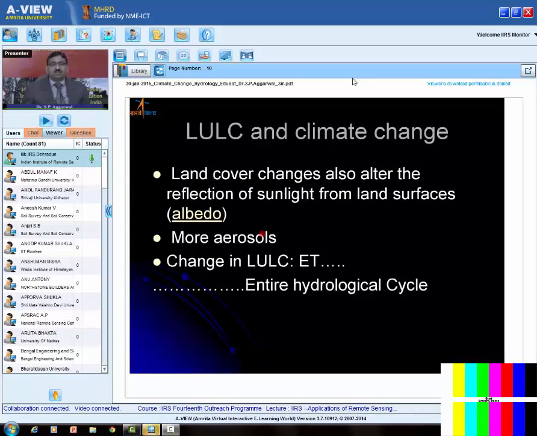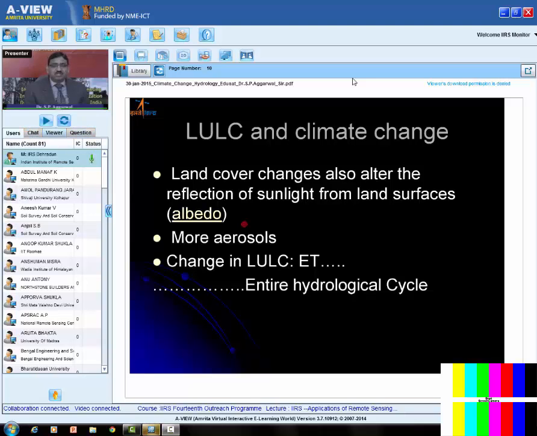Land cover change also alters the reflection of sunlight from the land surface. For example, any land cover change like forest to agriculture basically changes the albedo. Albedo means reflectance. So when reflectance decreases, it means the light is coming to the ground and you are increasing the temperature. The classical example is snow melt. Because of global warming, the snow area of the Arctic is decreasing.